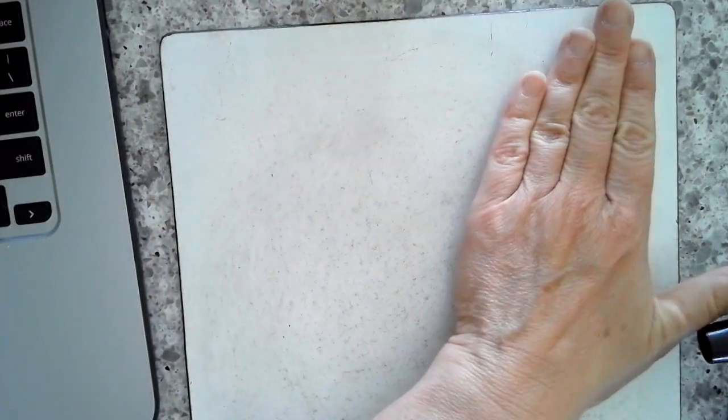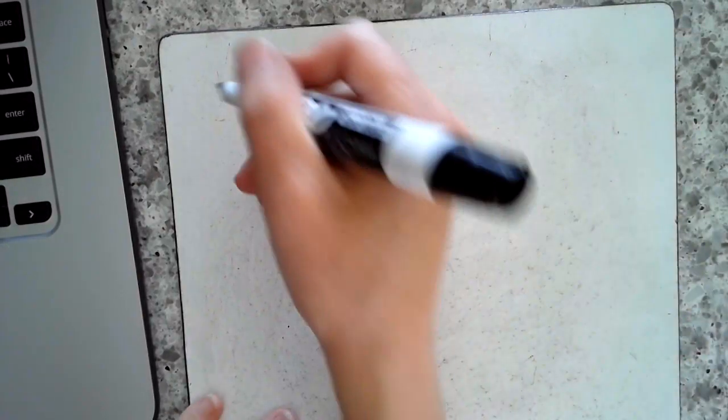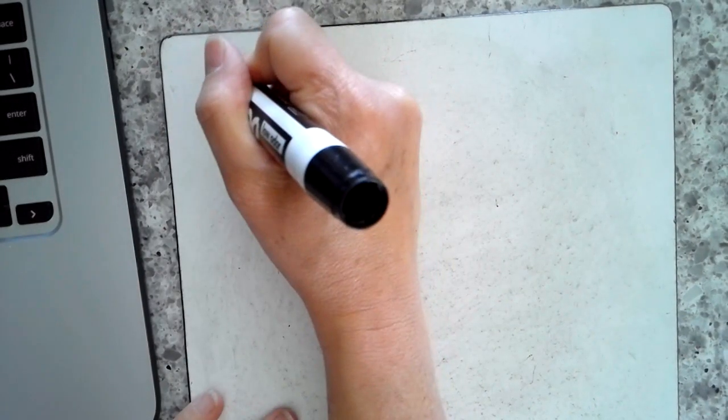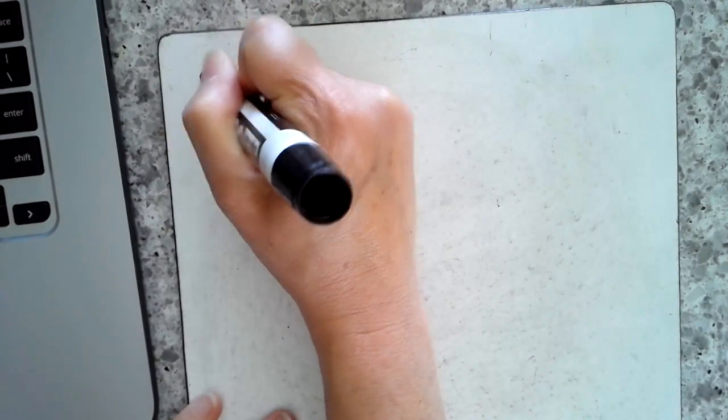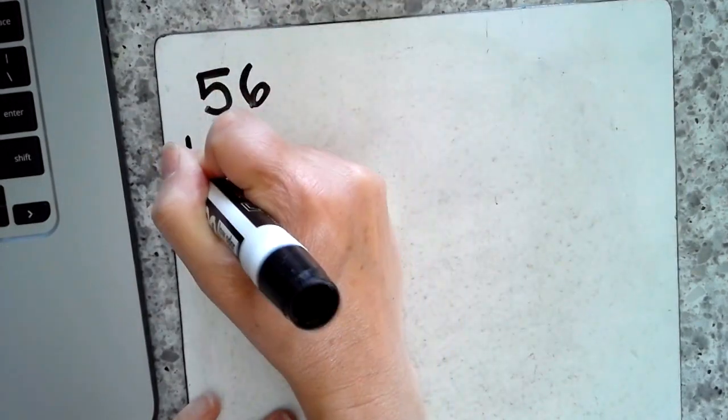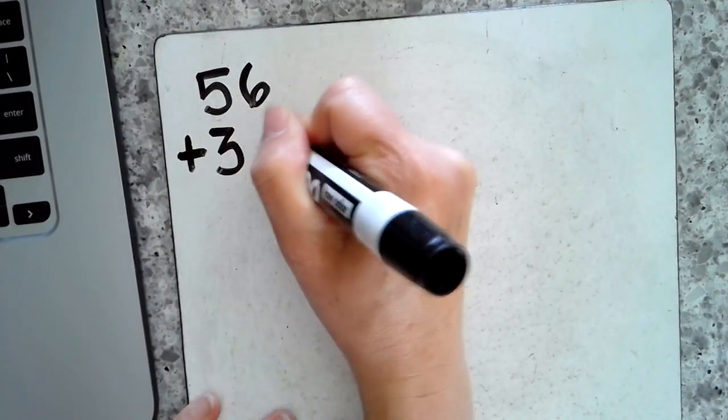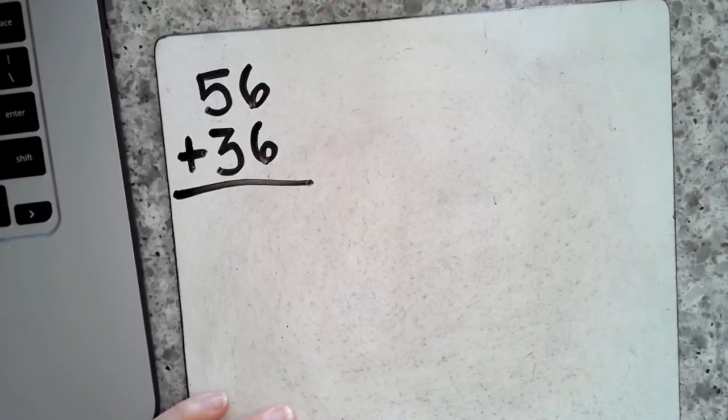And this time I'm going to do expanded notation up here, but then I'm also going to show you the other ways that we've been talking about, just as a review. So let's add together 56 plus 36. Go ahead and write it down.